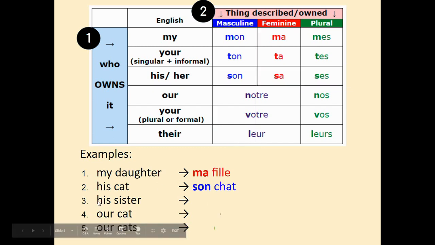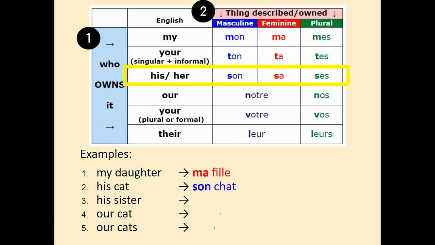Okay, number 3, his sister. So step number 1, who owns it? He owns it. So his, it's the same line as before. And then sister, if I look it up in my list, again, it's a person, so it's quite obvious. But if I look it up, it's going to say la sœur, so it's feminine. So I'm going to be looking in the column for feminine and the line for his and her, and I'm going to write sa sœur.